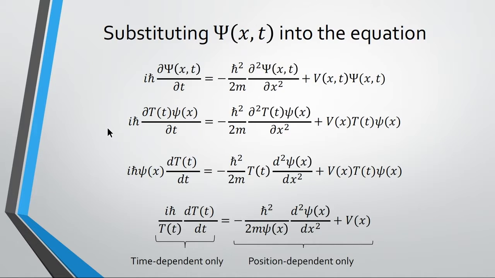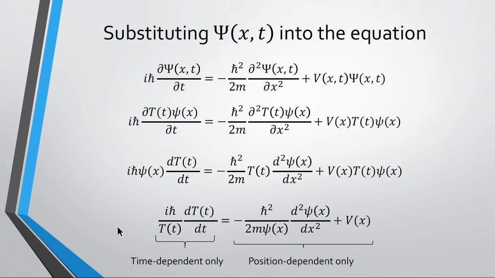Therefore, it is a constant when differentiated with respect to t. And that means we can pull it out the front of the differential as a constant. Similarly, T is not dependent on position, and so when differentiated with respect to position, is again a constant, and so can be pulled out the front. Now, if we rearrange this equation, we can get an equation, which we have here, where all the time-dependent functions are on one side, and all the position-dependent functions are on the other side of the equation.